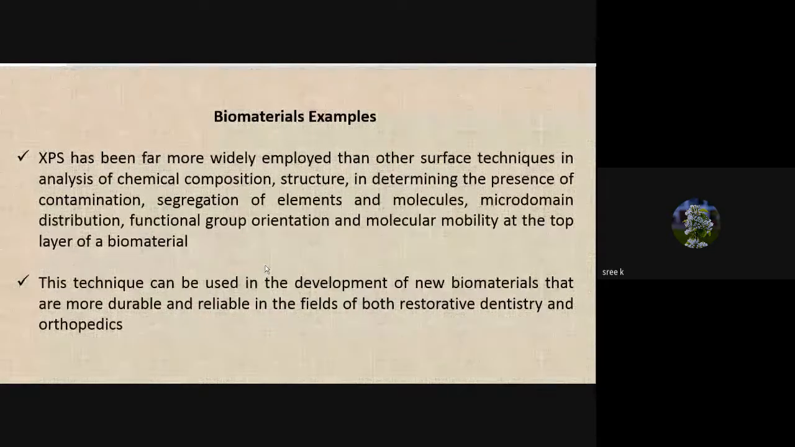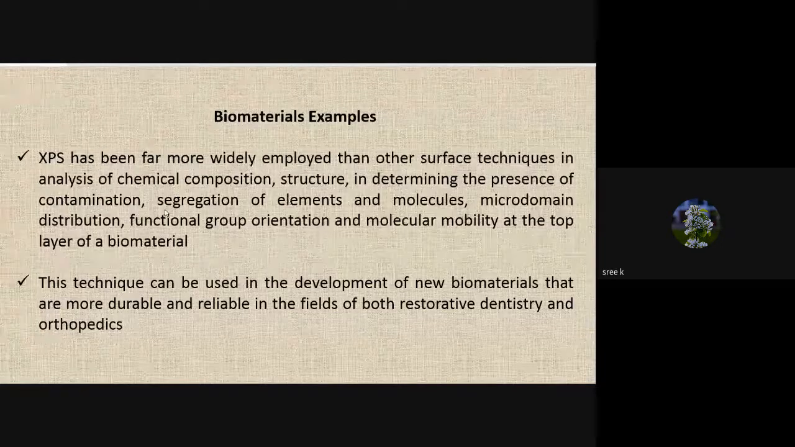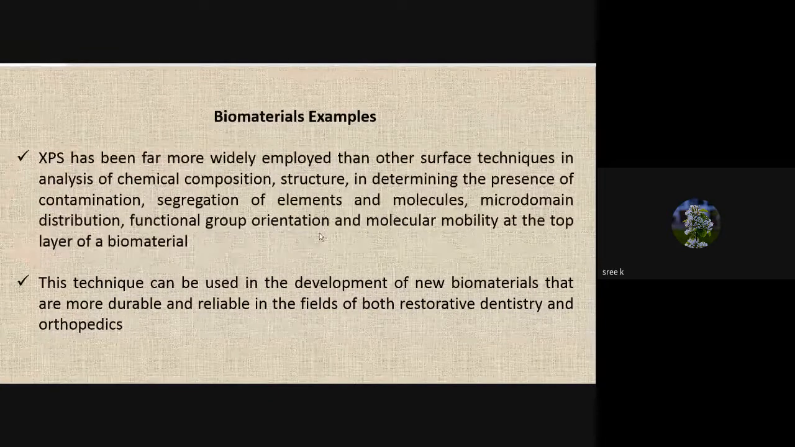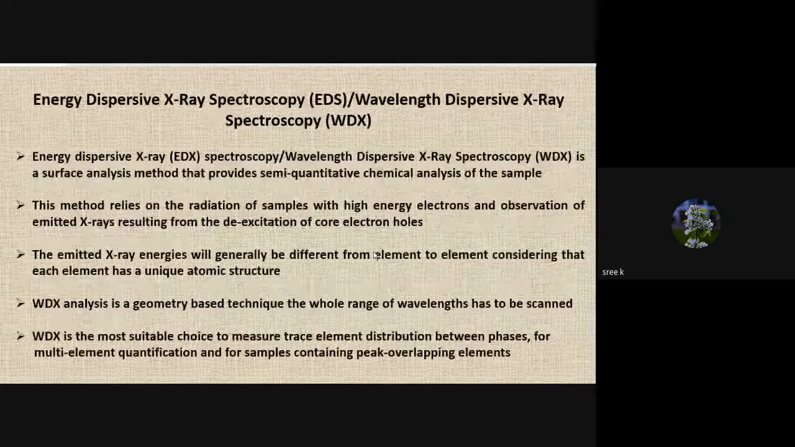Examples, again the same. So far widely employed surface techniques, the analysis of chemical composition, structure, and contamination, the presence of contamination, segregation of elements. So this is a direct technique where you can get the information about the element present on the surface. The technique can be used for the development of new material.